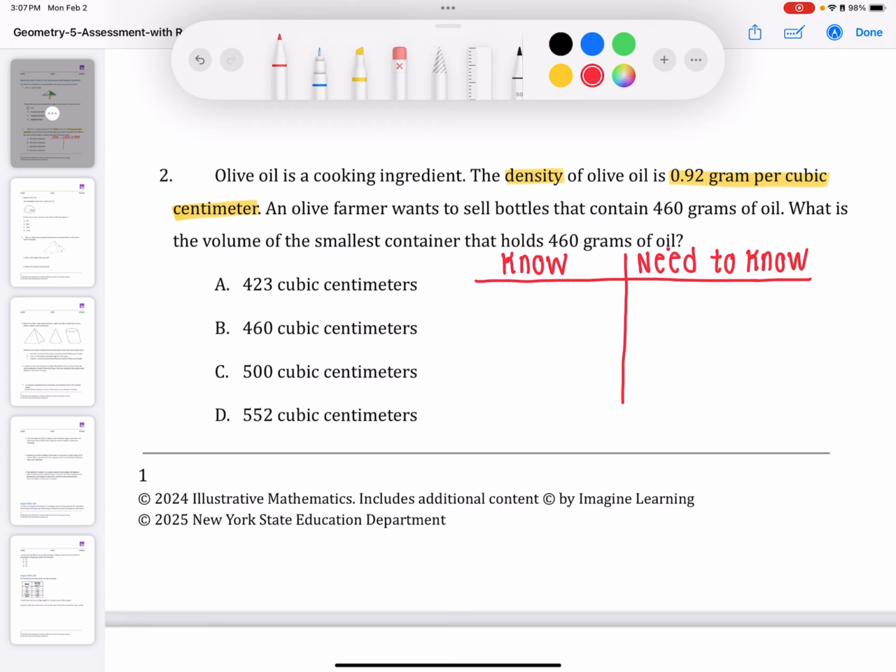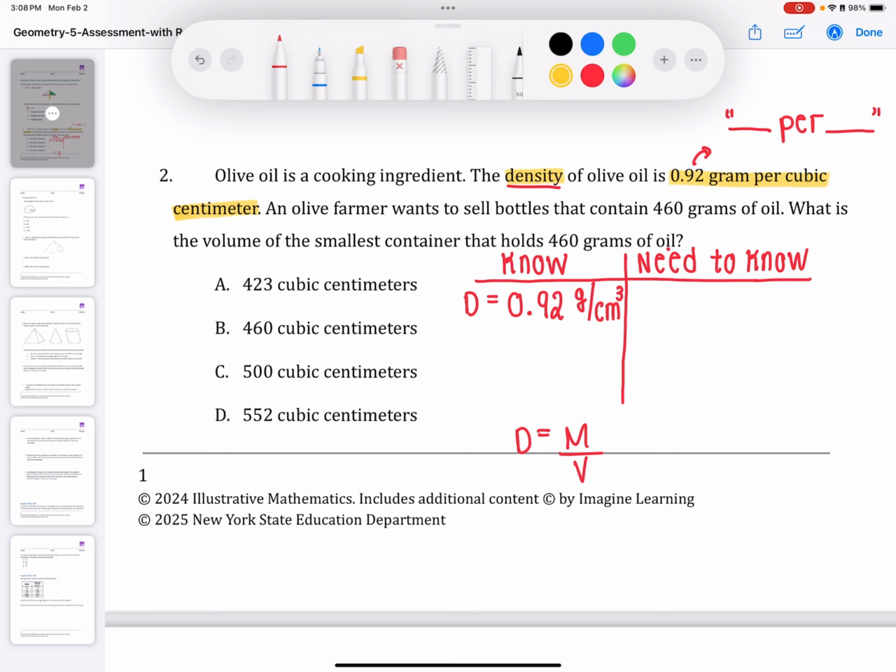And even if they didn't say density, we know because density is always a unit per a cubic unit. So a mass per some kind of volume, that is density. We know the formula for density is mass divided by volume. So we know that D is equal to 0.92. And I'll add the units here. It's grams divided by cubic centimeters, so centimeters to the third power.